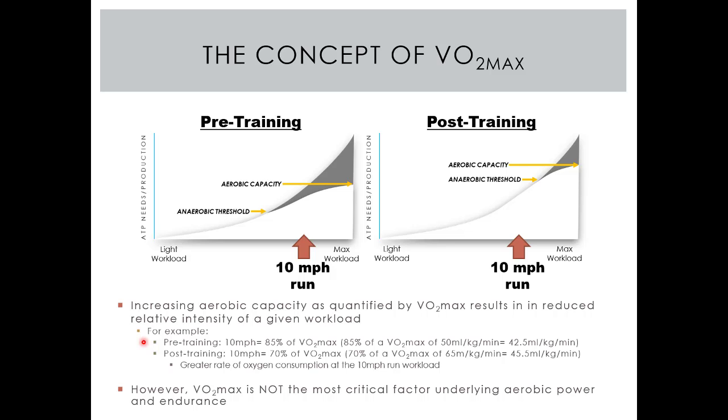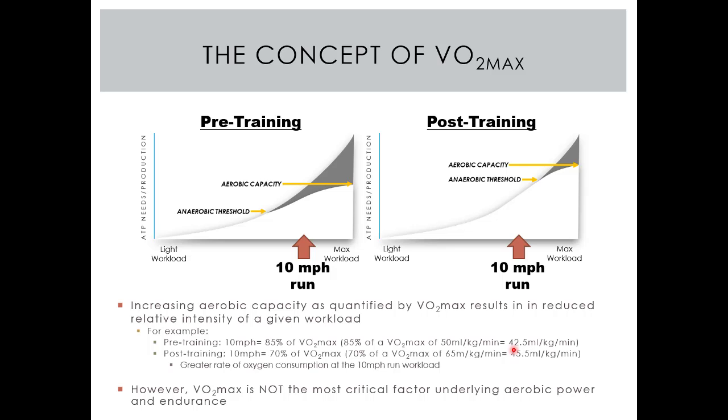So 85% of that is 42.5 milliliters of oxygen per kilogram of body weight per minute, which means at a 10 mile per hour running workload, you are only able to consume 42.5 milliliters of oxygen per kilogram per minute to support aerobic ATP production.